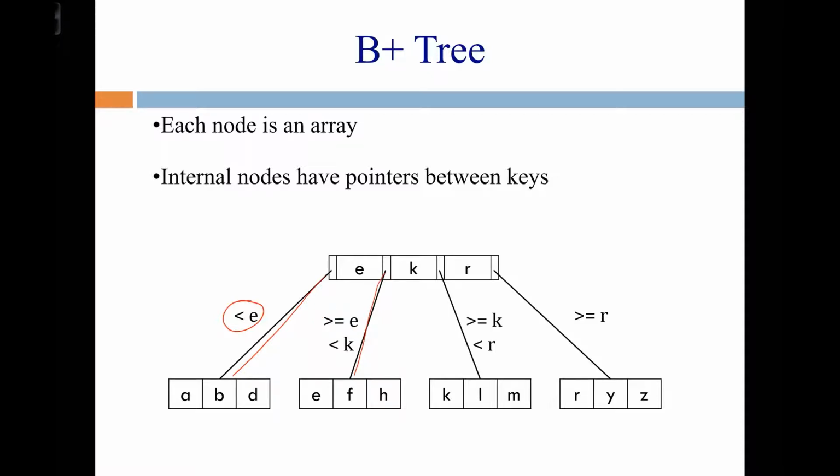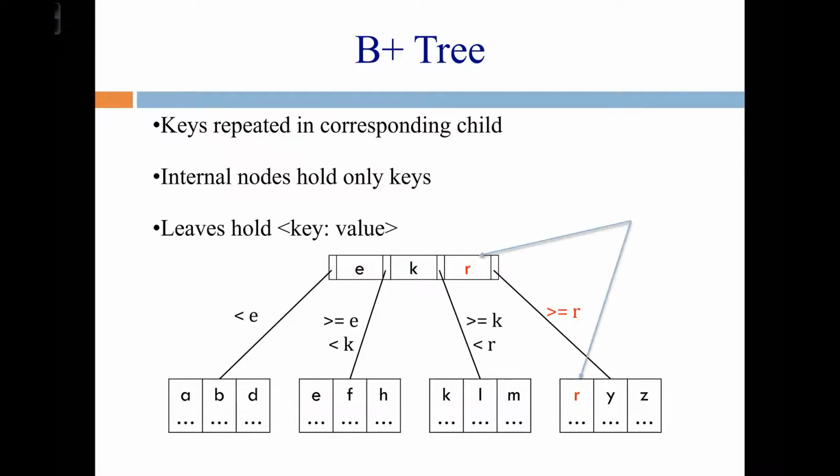So for this branch in between E and K, everything there is greater than or equal to E and less than K. And then for the one on the far end, everything in this child is just greater than or equal to R. Now you may have noticed that every key in this internal node is repeated in the corresponding leaf node. And that is essentially the difference between a B plus tree and a B tree.